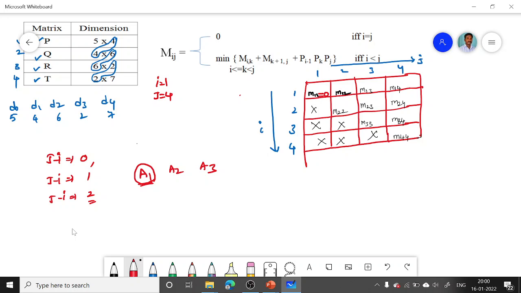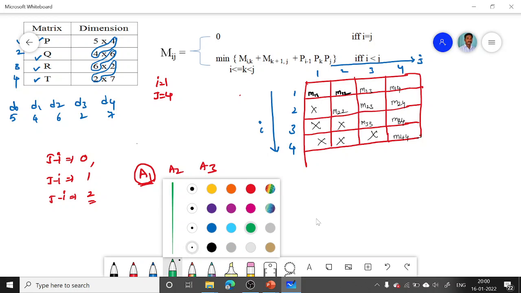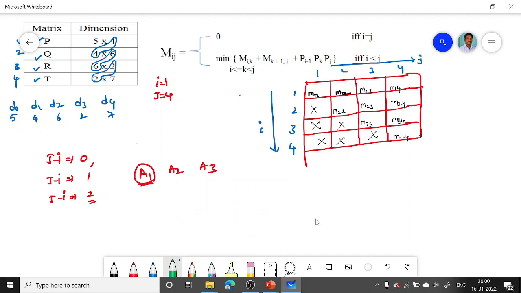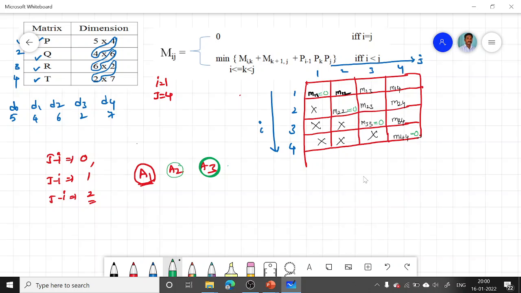In the same way, I will better change the color. Okay. So 0, 2 2 also 0, 3 3 also 0, 4 4 also 0. The reason is the number of multiplications needed for only matrix 1, only matrix 3, only matrix 4 and so on. Okay.